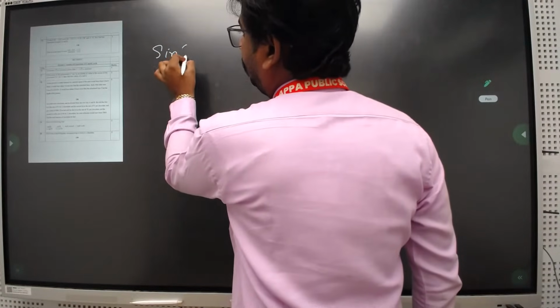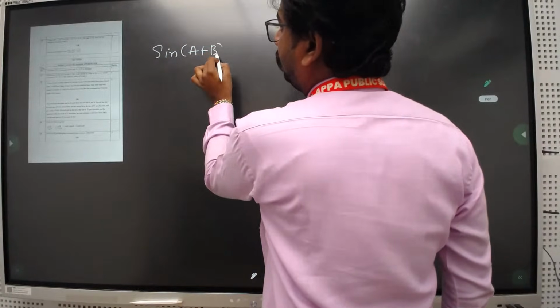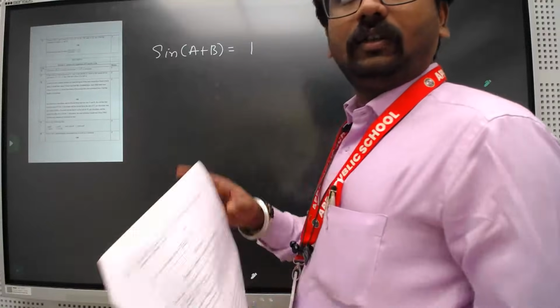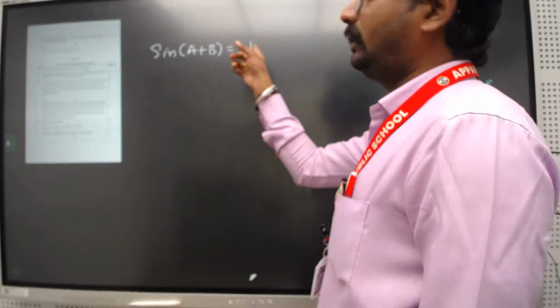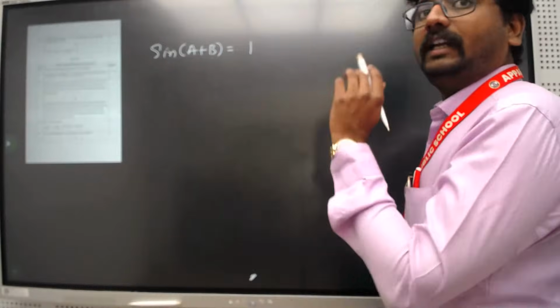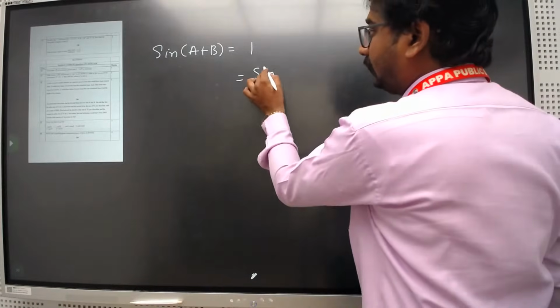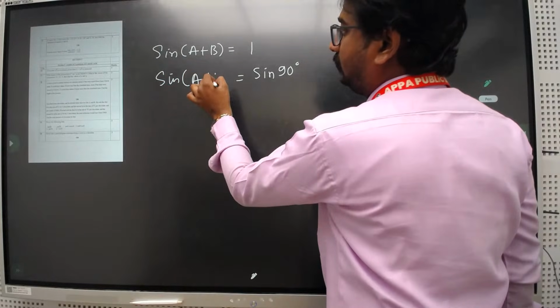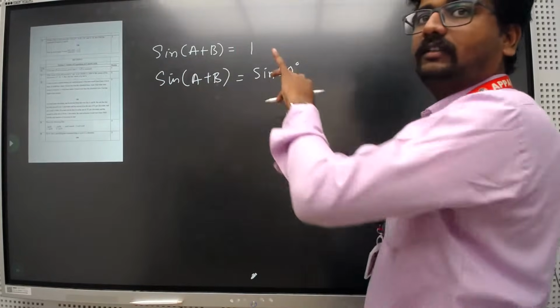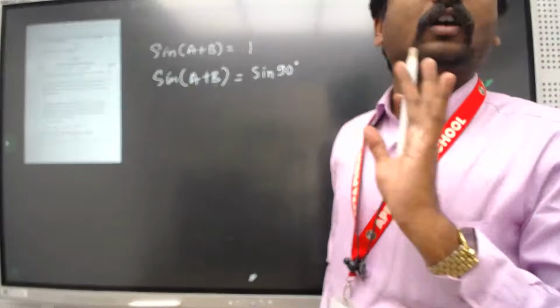Sine of A plus B is equal to what? 1. You should now check in the sine function only. For what angle it is 1? Don't write directly 90. Write sine 90 degree. Sine of A plus B is equal to sine 90. Don't cancel sine. They are not products.